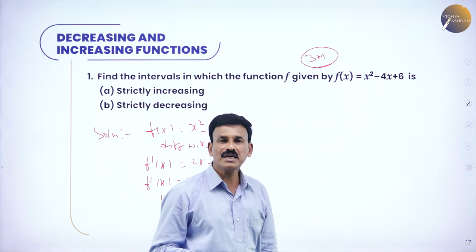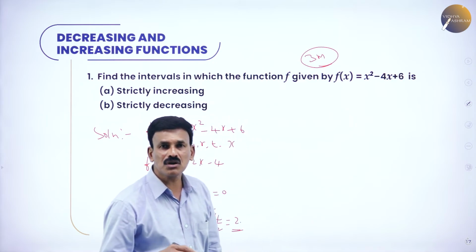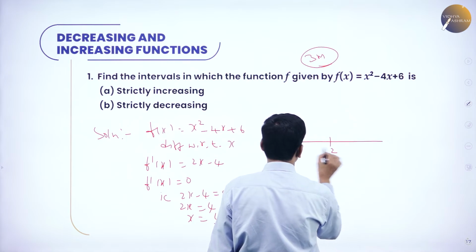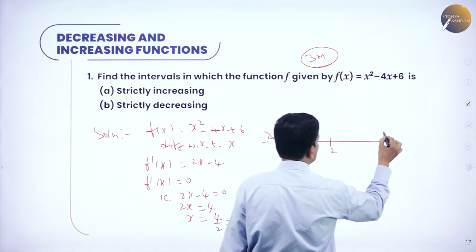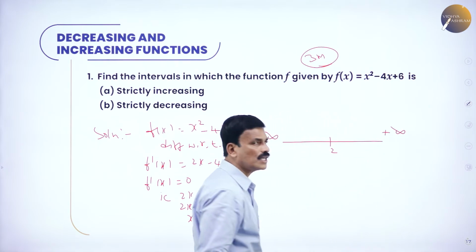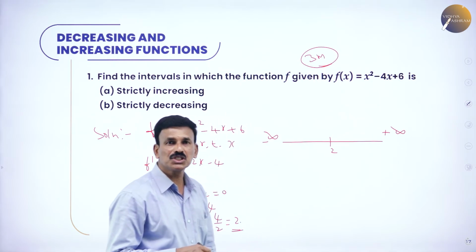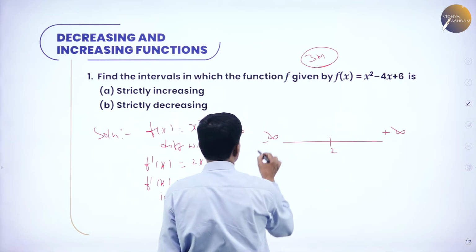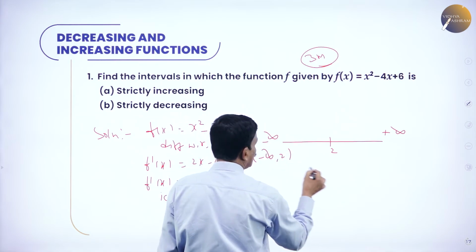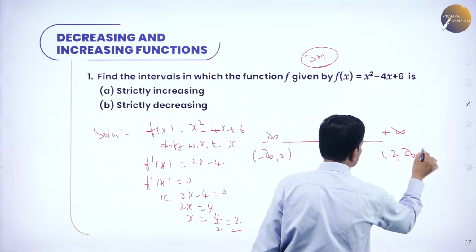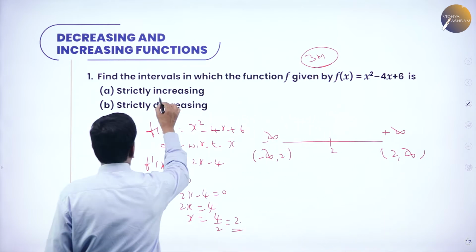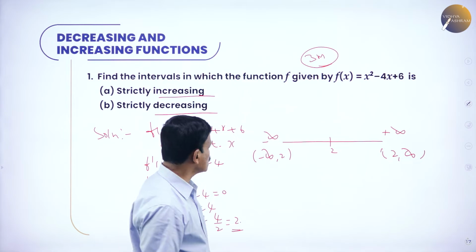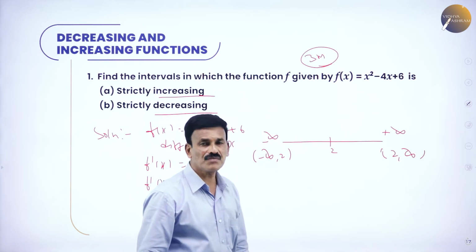Now let us divide x is equal to 2 into two disjoint intervals on the number line like this. This is 2, this is minus infinity and plus infinity. The two disjoint intervals are minus infinity comma 2 and 2 comma plus infinity. Now verify whether the function is strictly increasing or decreasing in these intervals. Now let us come to the first one.